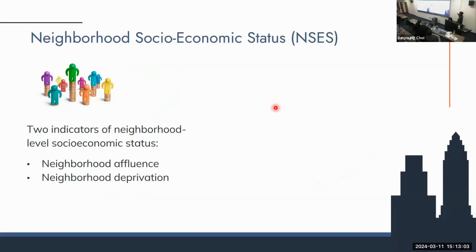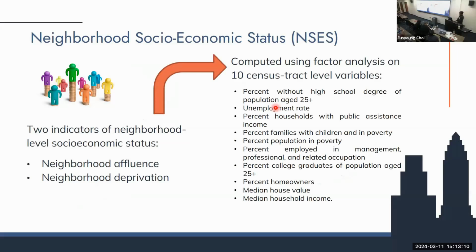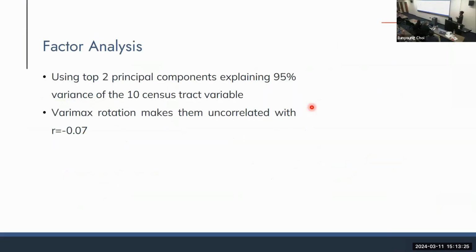And we are defining two indicators of neighborhood socioeconomic status: neighborhood affluence and neighborhood deprivation. We compute them using factor analysis on these 10 census tract variables corresponding to education, employment, economic stability, and social status. In factor analysis, basically, we use the top two principal components that explain 95% of the variance. Usually, principal components are not orthogonal, which means they are not uncorrelated. So we apply varimax rotation, which makes them uncorrelated.